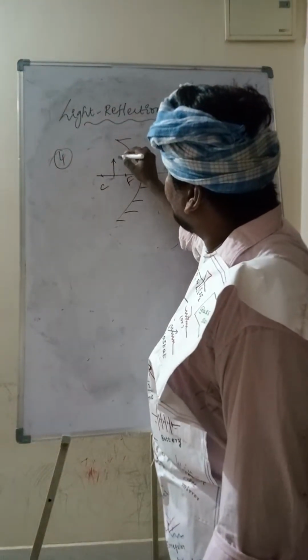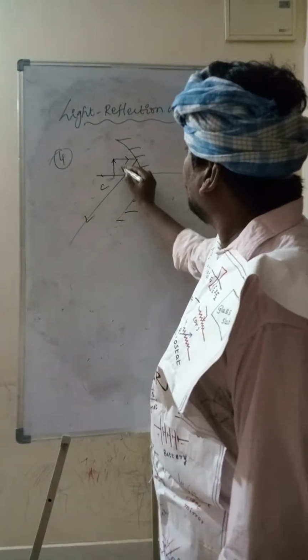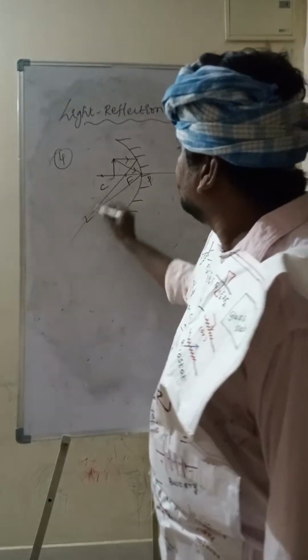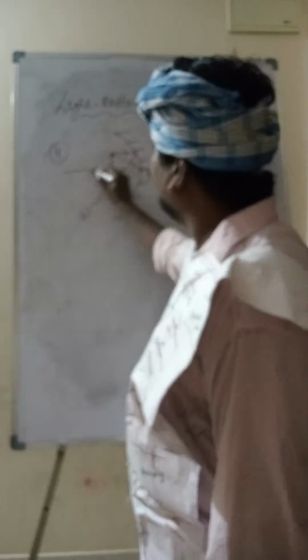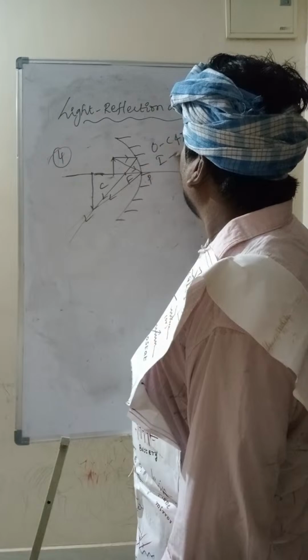Here I am taking one light ray. It passes through focus. Another light ray will be incident at the pole. It reflects. So image will form beyond here. Here image will form. Okay. Object is between C and F. Image will form beyond.